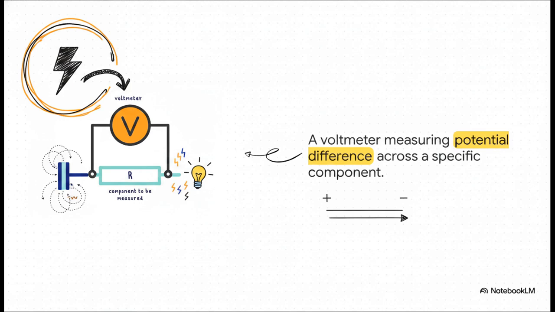Well, potential difference looks at the exact work done by a unit charge as it passes through just one specific component, like a single resistor or a light bulb, transferring its electrical energy into heat or light. So EMF is the whole trip, while potential difference is just one stop along the way.